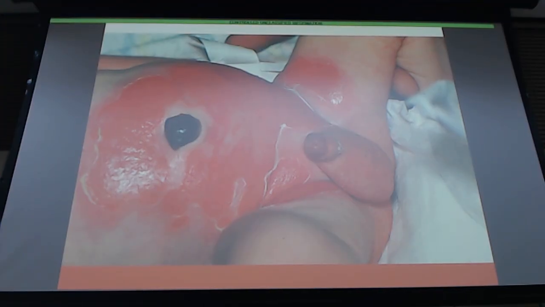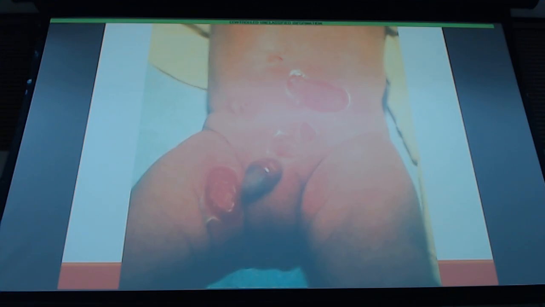This is what it looks like. The whole top layer is just gone. It looks red. It almost looks like a burn. Most common areas, we talked about, are around the umbilical area and the diaper area. Those parts you can really see it, particularly around the umbilical stump. Here's another one, around the diaper area. This young lady has it on her face.